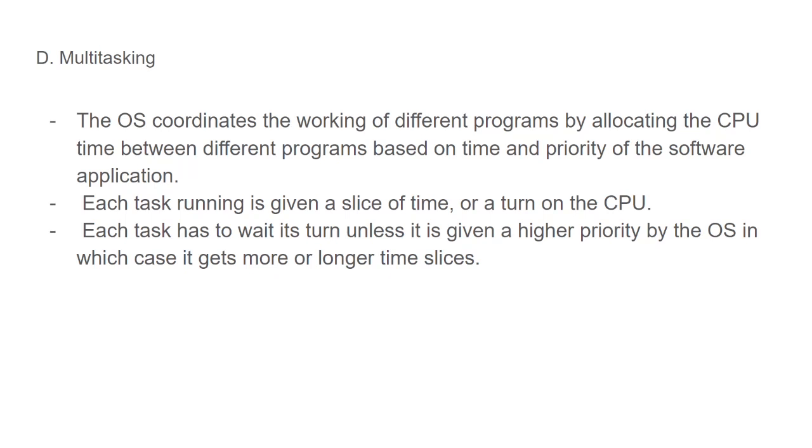And suppose now two things I'm doing. I have the screen recorder and Chrome. So the OS manages time between both of them. Each task is given a slice of time on the turn of the CPU, and each task has to wait for its turn unless it's given a higher priority by the OS.